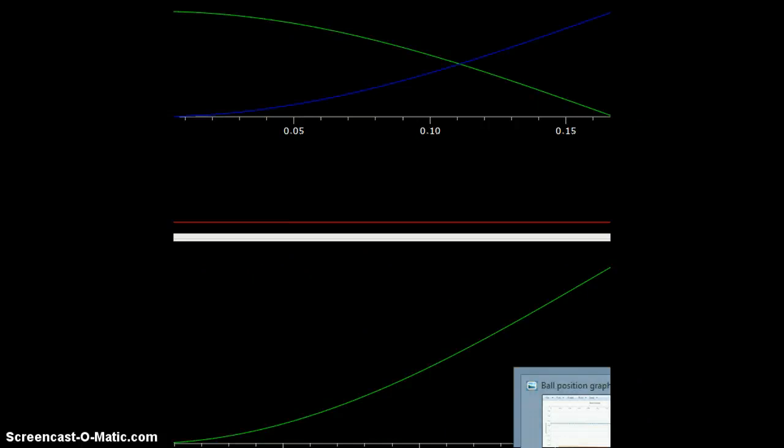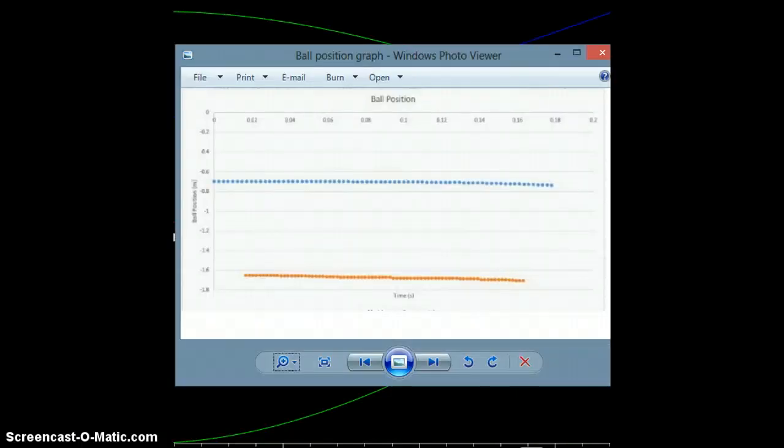Right here, I plotted the position of the ball. The blue line is the model and the orange line is the experimental. They're different because the length of the spring was unknown, so I just used the length of the spring from the Lab 8 lab. As you can see, in both cases, the ball remains stationary.